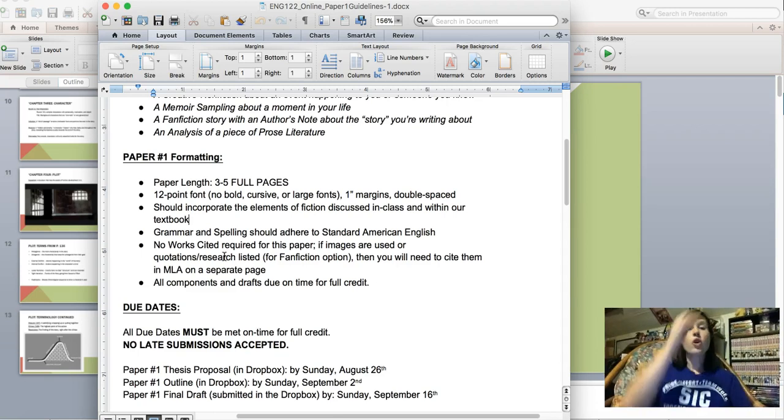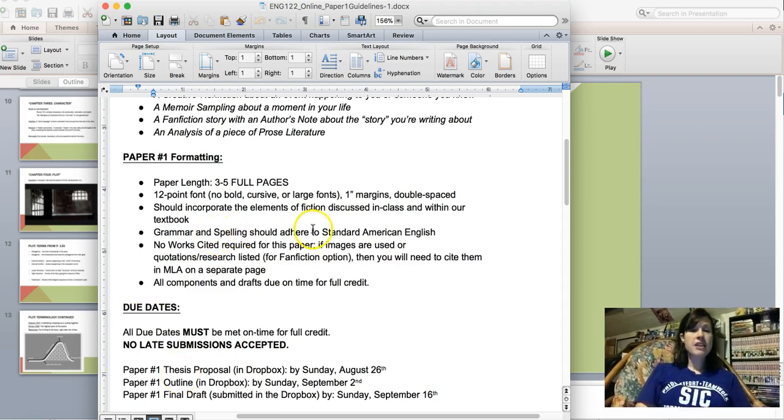Your paper should incorporate the elements of fiction discussed in class in this lecture and within our textbook. So basically, I'm going to look for the 7 elements of fiction to either be talked about if you're doing the analysis, or if you're doing a creative writing option, I want to see that they're there. I want to see that your story has a setting, that it has characters, that there's a distinct style, that there is a consistent point of view, that you are using at least 1 or 2 symbols in the story. I want to see that all those elements are at play or being talked about.